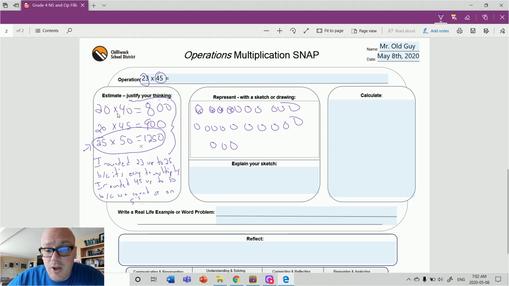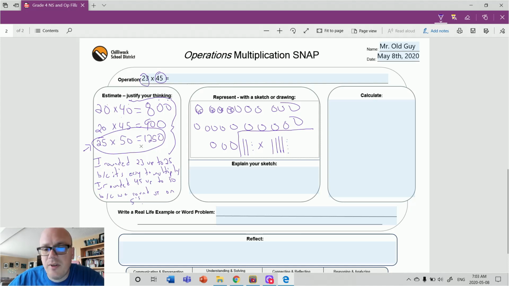The other thing that you could do is you could put into base 10 blocks. So let's do a whole nother picture. Let's pretend I put 45 in every single one of those. I could do 1, 2, then 1, 2, 3, multiply by 1, 2, 3, 4, 1, 2, 3, 4, 5. And that is my sketch and my drawing.